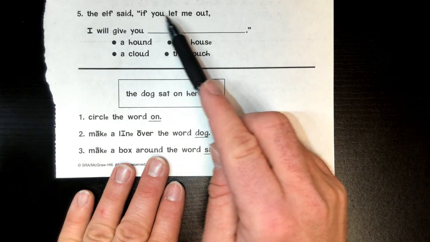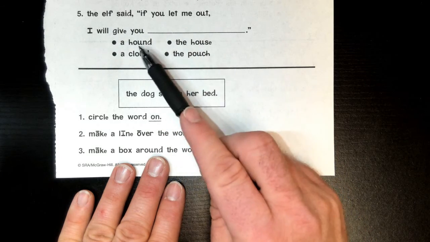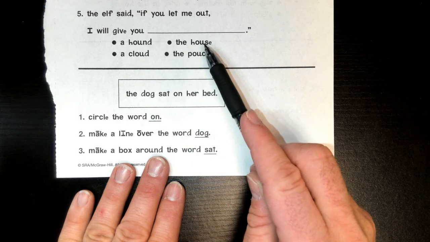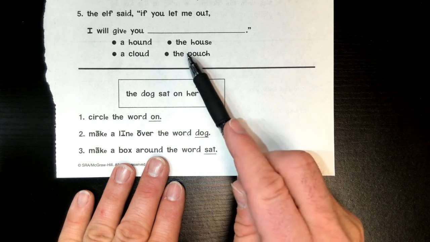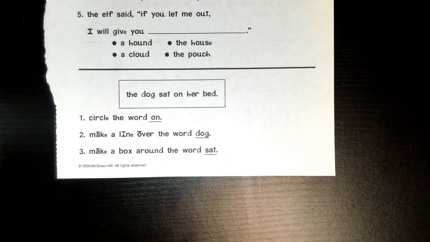The elf said, if you let me out, I will give you a hound, the house, a cloud, or the pouch. What will the elf give the girl? Circle the correct answer and then write it in at the end. Do not write it in yet.